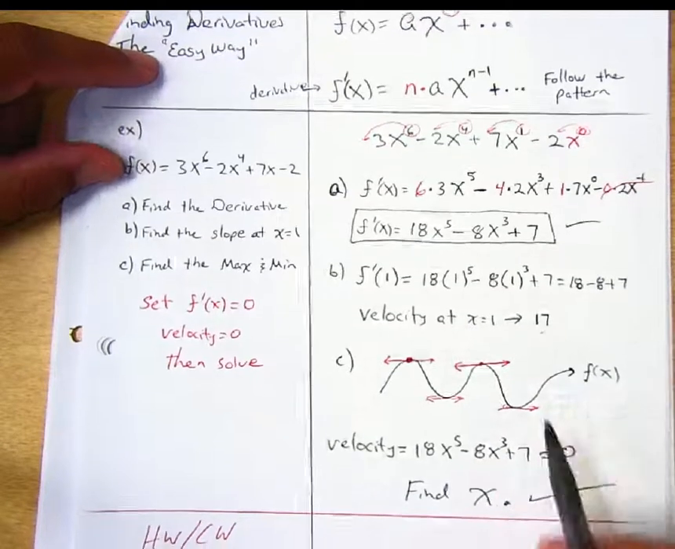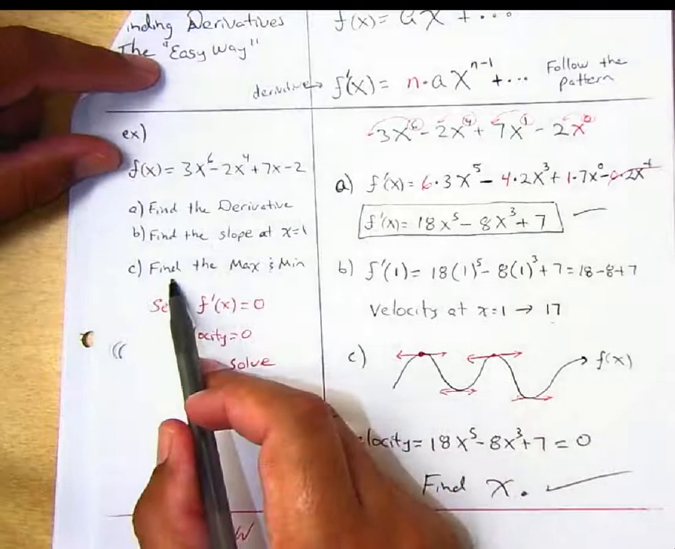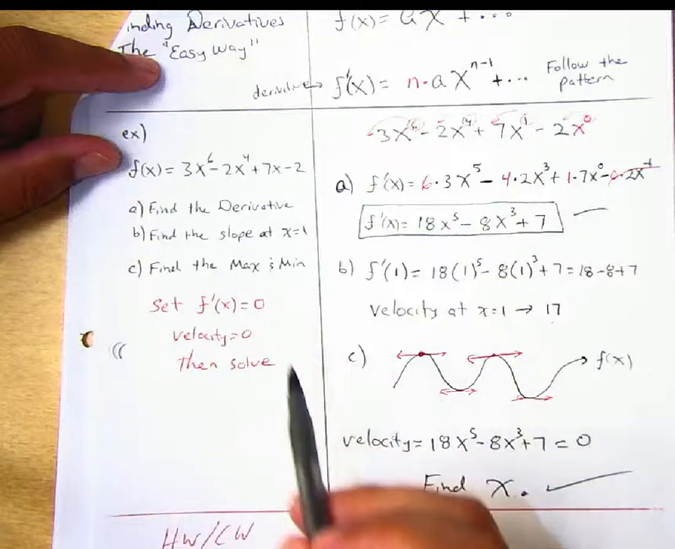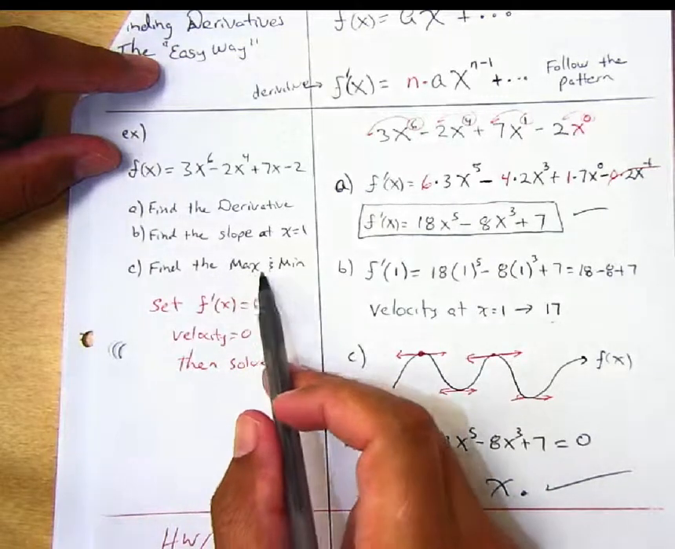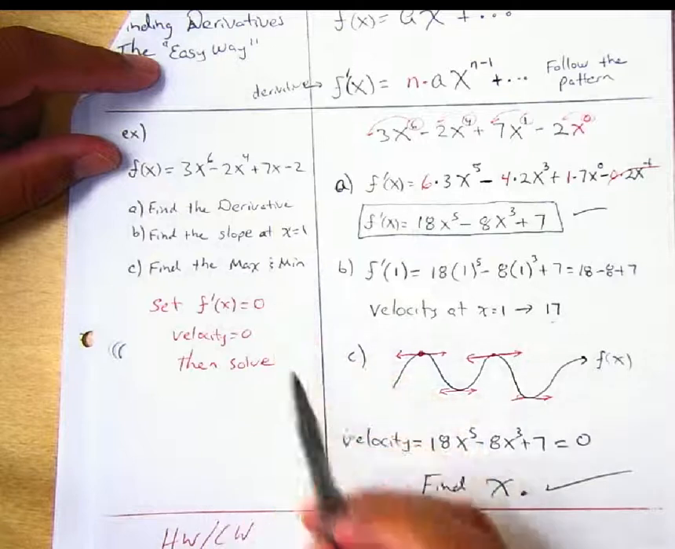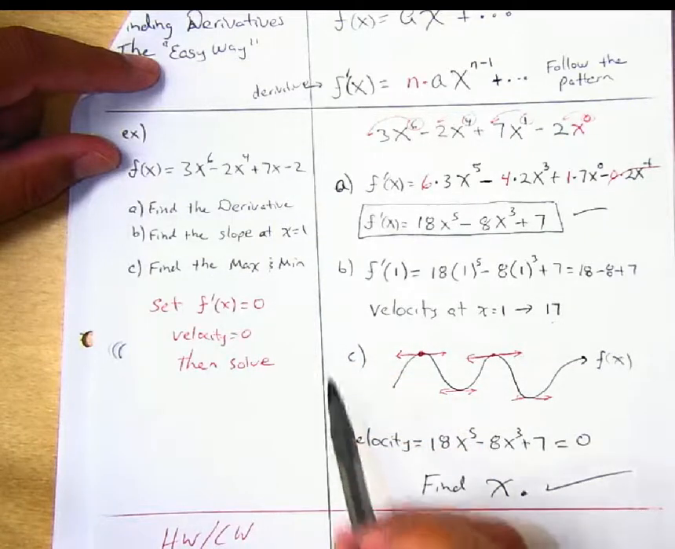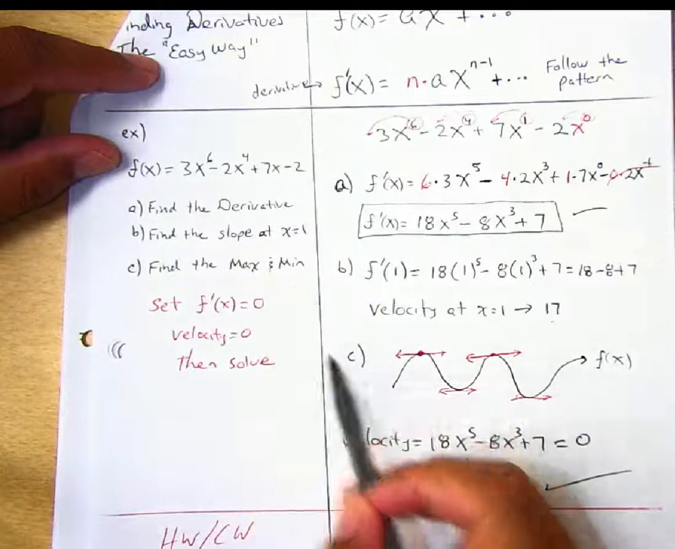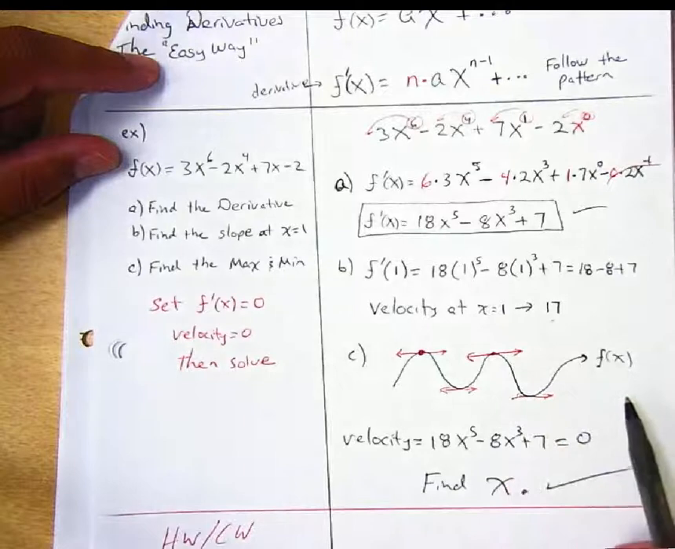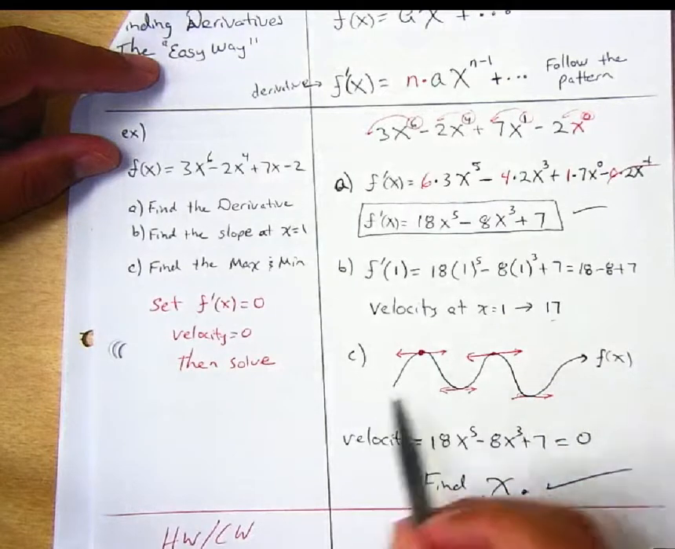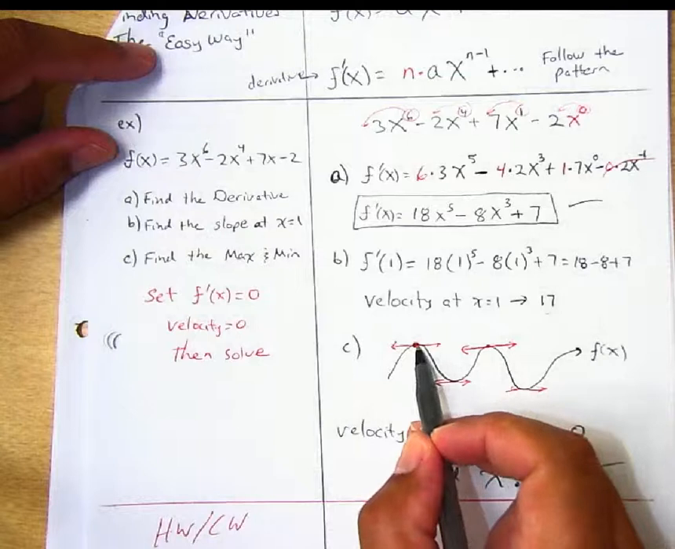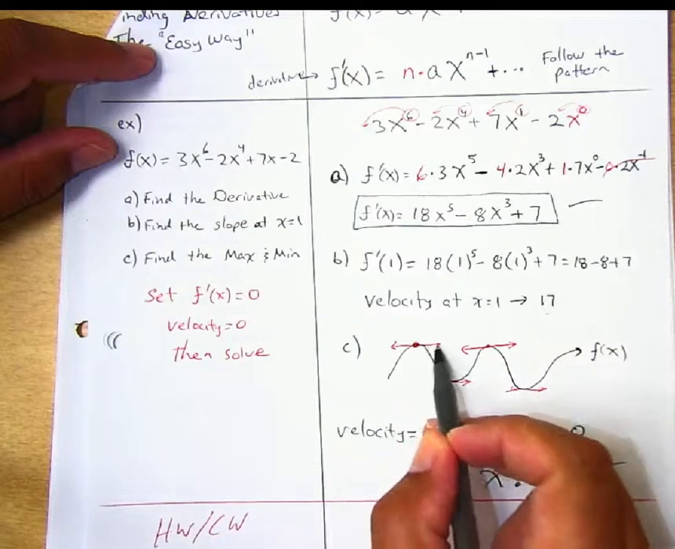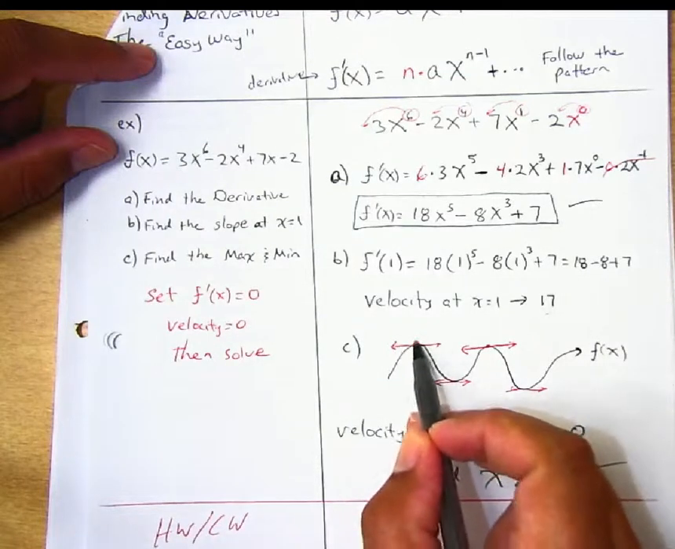Okay? All right, part C. Find the max and min. In class, we talked about how using calculus, specifically derivatives, can help us find the high points and low points in our curves. And to do that, we note that the slope at the peaks, this little line, the rise over run, is 0.